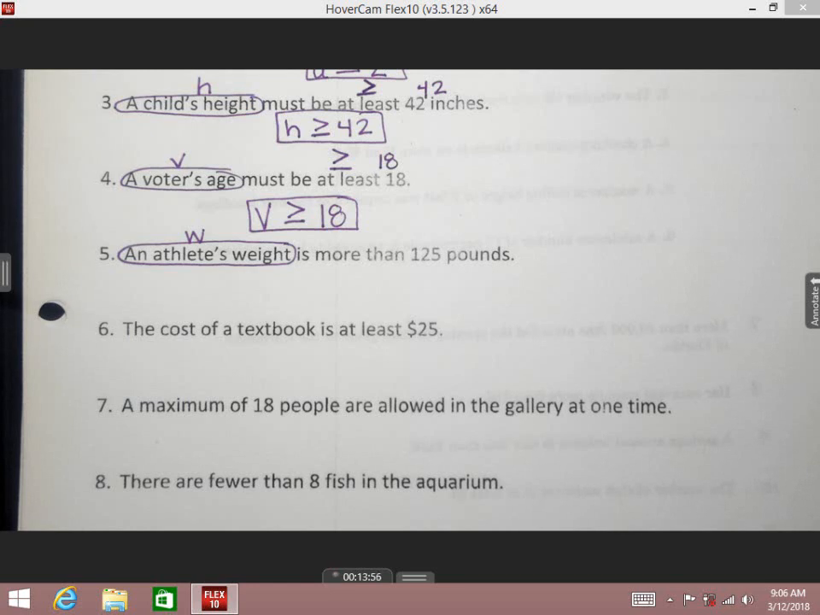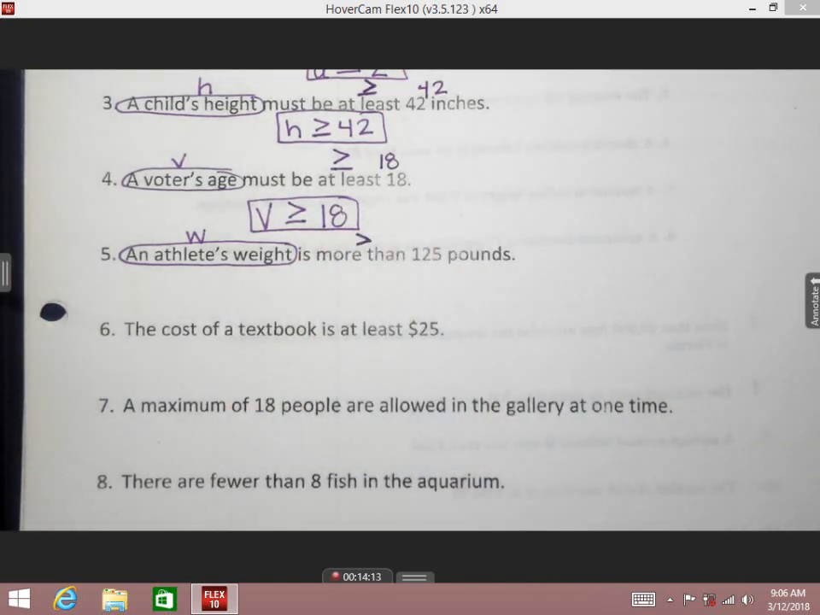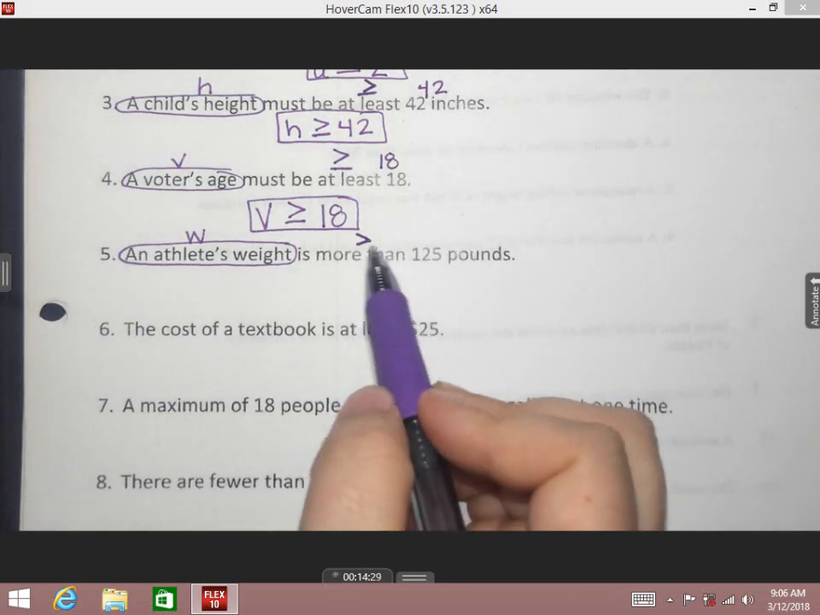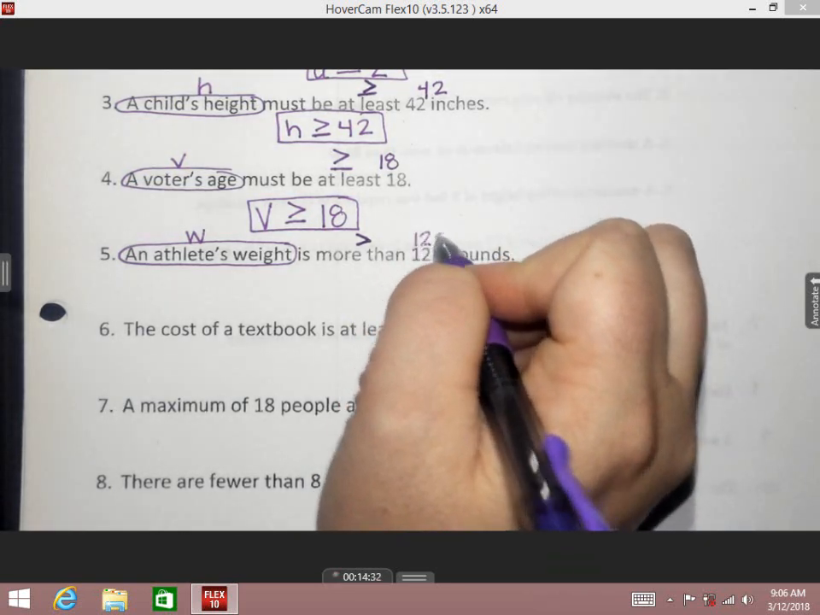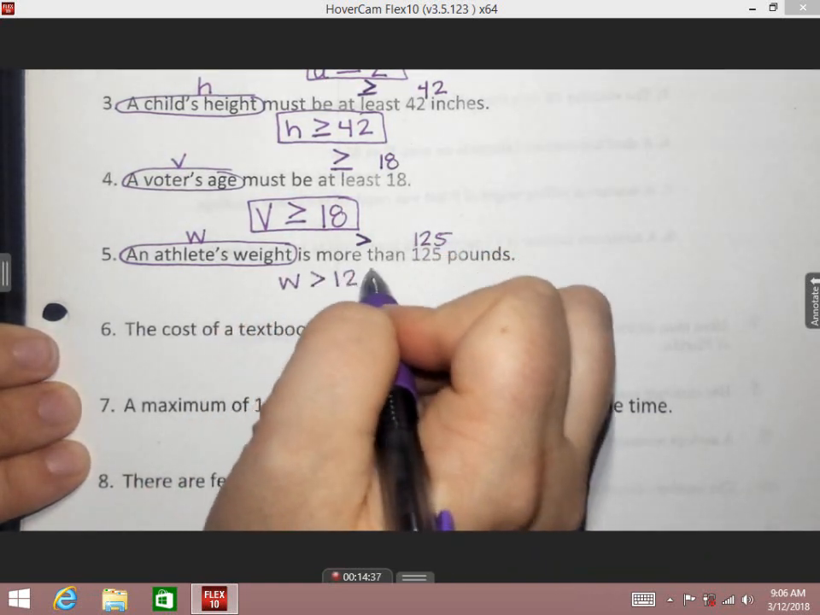What do you think, Adriana? What would more than be? Less than, greater than, less than or equal to, greater than or equal to? Greater than, because it means more. Now, when we say more than, I'm going to point to the right, because we're going great. All right, more than 125. Could it be equal to 125? No, because it says more. Is 125 more than 125? No. So we don't want to do equal to. It has to be strictly greater than 125. So there's my answer on top for me. W is greater than 125.